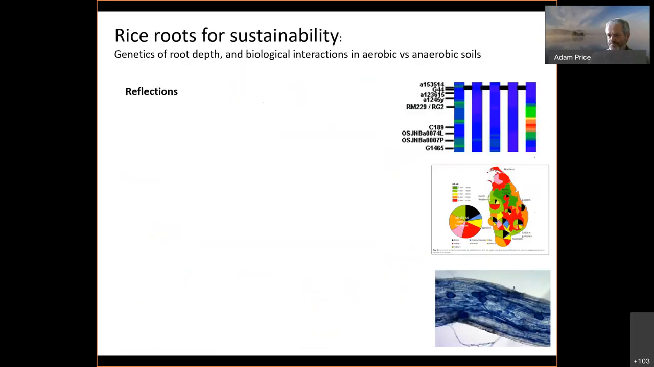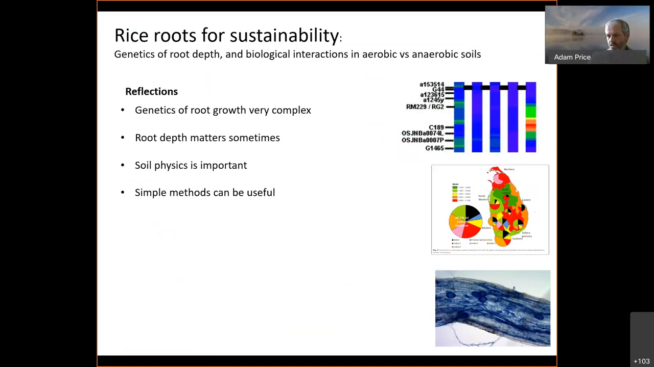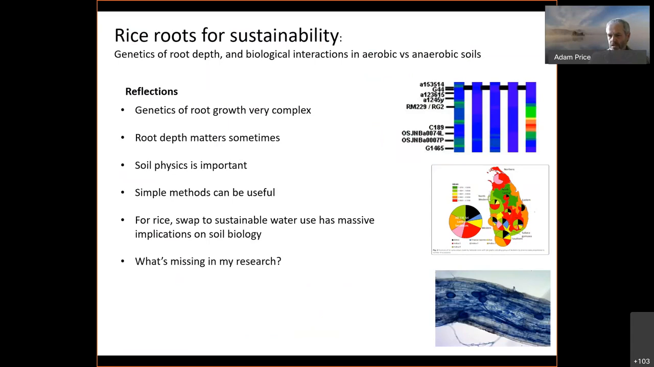These cultivars. So this is more or less the last slide, our reflections. The genetics of root growth is very complex, and I haven't really mentioned it, but huge numbers of genes are involved. Root depth matters. Sometimes soil physics is important. Simple methods can be useful. For rice, the swap to sustainable water use has massive implications for soil biology, which I think have yet to be properly addressed. What's missing in my research is things like, what are the genes?